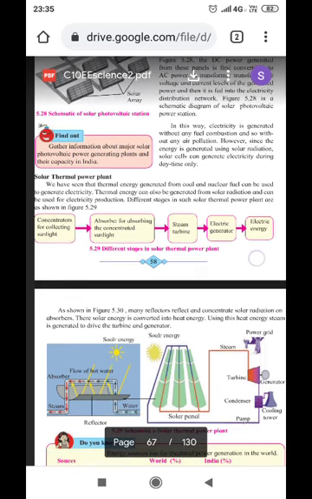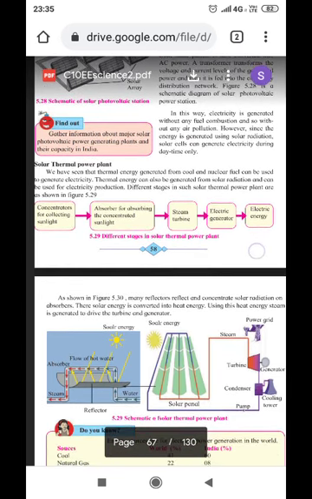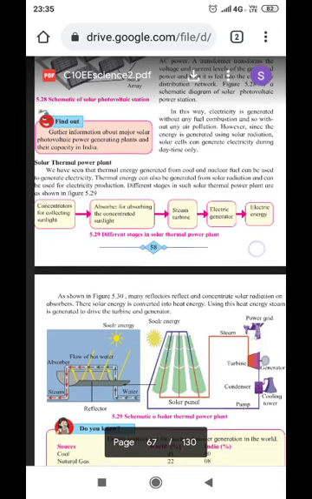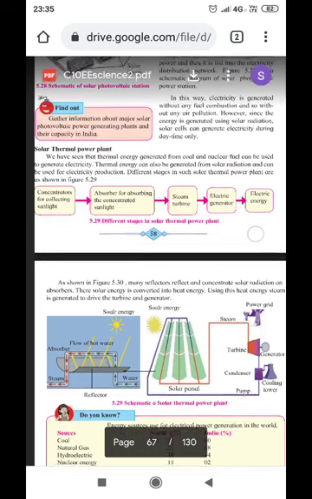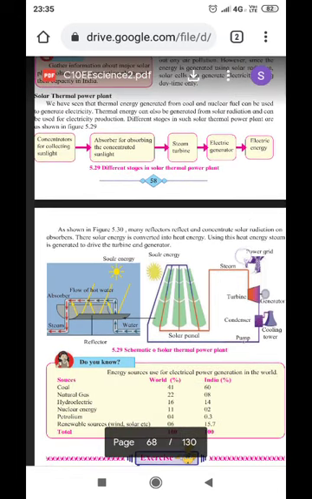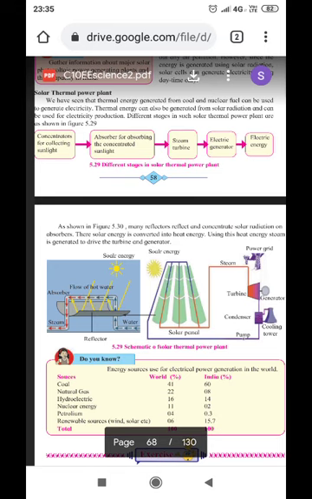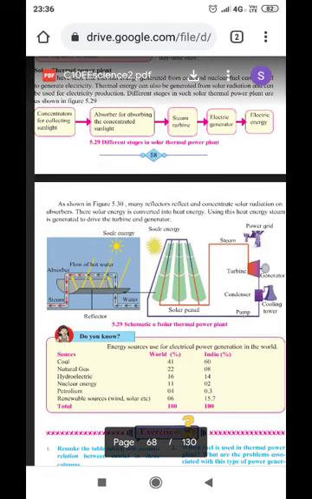Now, as shown in figure 5.30, you can see the diagram below. Many reflectors reflect and concentrate solar radiation onto the absorbers. There, solar energy is converted into heat energy. Using the heat energy, steam is generated to drive the turbine and generator, and thus electricity is produced. This is how solar energy is converted into different forms of energy, and at last we get electric energy. The schematic diagram shown here helps us understand how solar energy is useful in producing electricity.